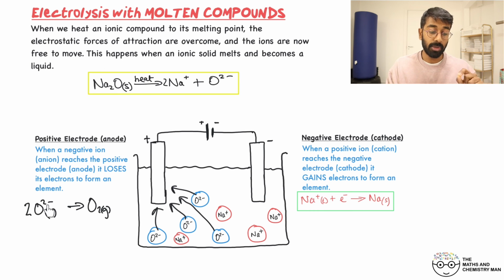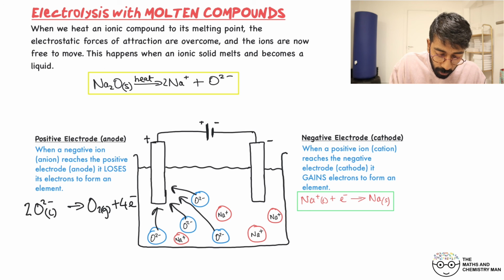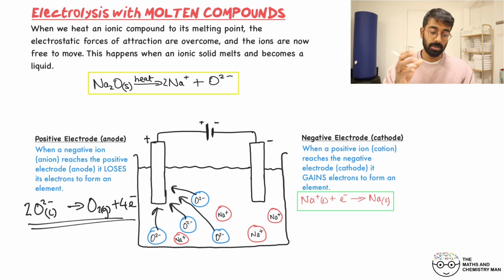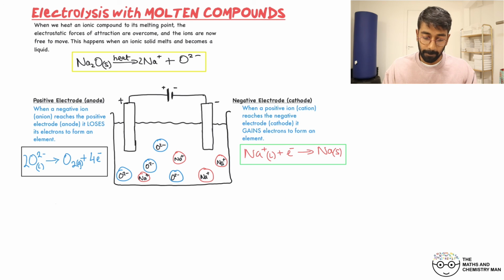Those had only minus charges. This oxygen here, or oxide ion, is carrying a 2 minus charge. So each one has 2 electrons too many, so it's going to lose 2 each. And so that means in total, we've got to put 4 electrons on that side there, right? So that's our reaction over at the anode. And there we go. Oxygen, as you know, is a clear gas, so you're going to see bubbles again being given off.